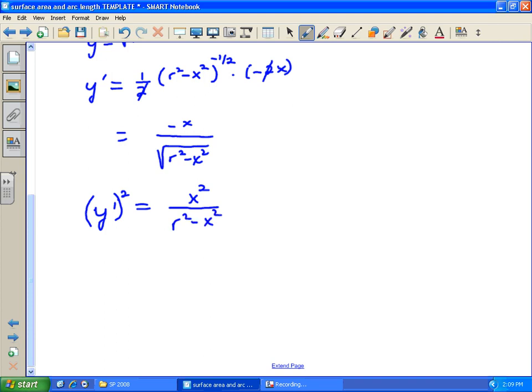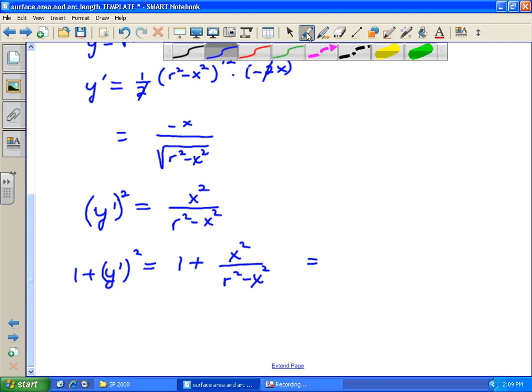Before I go to the integral formula, I want to do one more simplification. We're going to need 1 plus y prime squared, right? So let's do 1 plus the quantity from above. Can you simplify this in any way? Like getting common denominators? Right, for 1 I can write r squared minus x squared over r squared minus x squared, right? And the other one is already there.